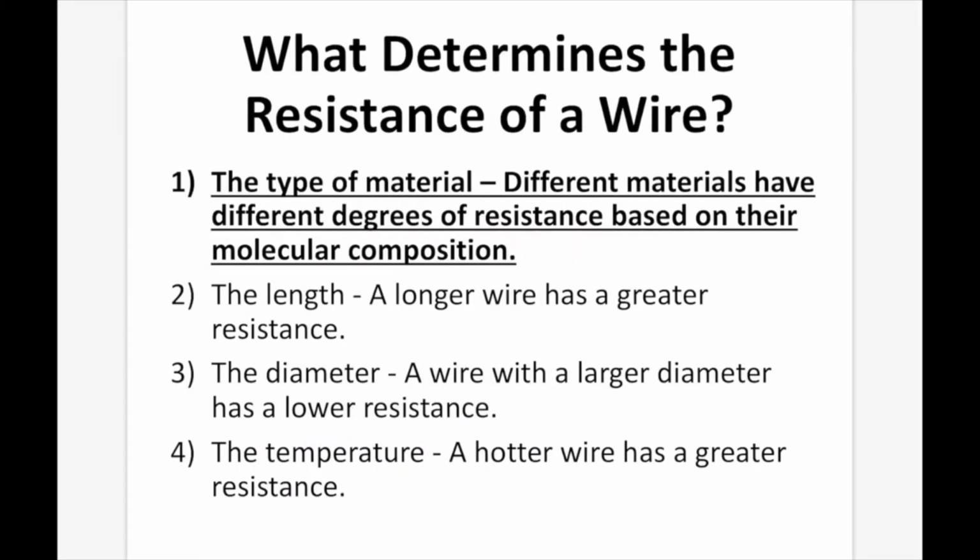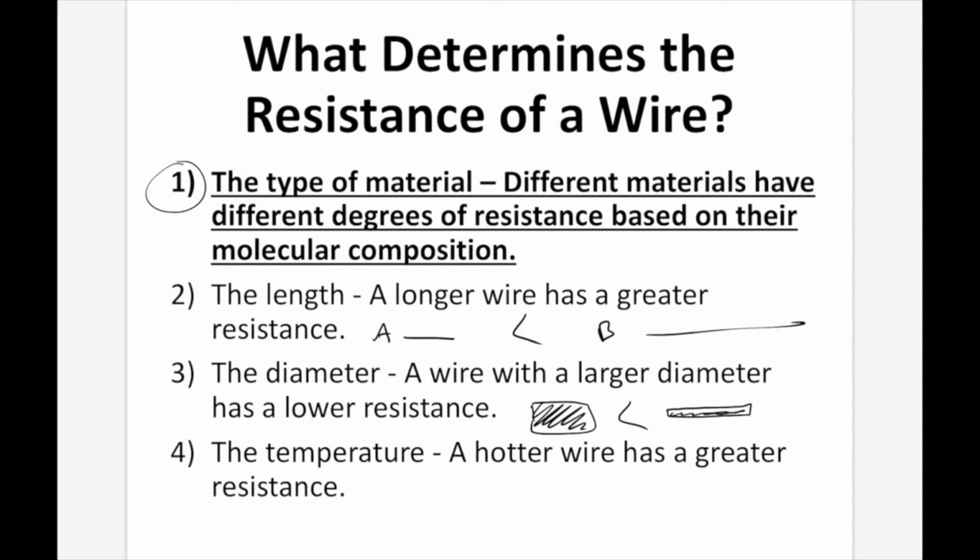So what determines the resistance of a wire? Well, the type of material. Different materials have different degrees of resistance based on their molecular composition. So copper will have a different resistance than aluminum will, which will have a different resistance than, say, gold or silver. The length. The longer the wire is, the greater the resistance. So wire A will have less resistance than wire B. The diameter. A wire with a large diameter has a lower resistance. So big diameter, lower resistance than a thin wire.